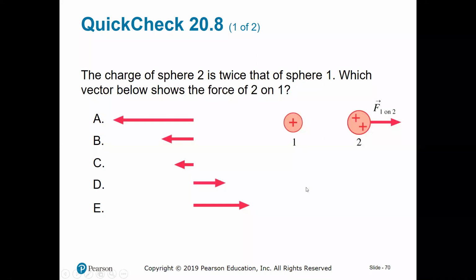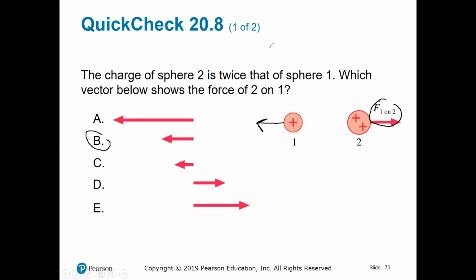Okay, so with some practice, the charge of sphere 2 is twice that of sphere 1. Which vector below shows the force of 2 on 1? I think you remember getting these types of questions when we were doing gravitational force. So don't fall for any of this right here. Remember that the force between these two has to be the same. So we're looking for something that's going to be equivalent in size, opposite in direction. How do I know it's opposite? Because they're both positive here. So it looks like the correct answer should be B. It looks to be about the same size and opposite direction. All right.